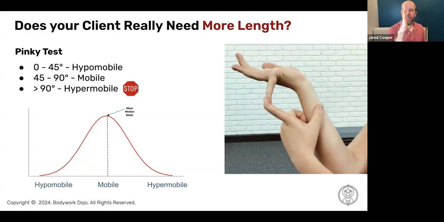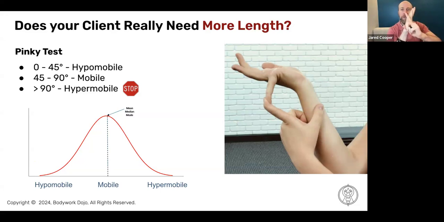So it's a simple test. Everybody take your hand like this, okay? Keep your wrist straight, grab your pinky, and bend your pinky backwards, keeping it straight. And then look at it and decide, is it anywhere between 0 and 45 degrees, which is basically less than halfway?